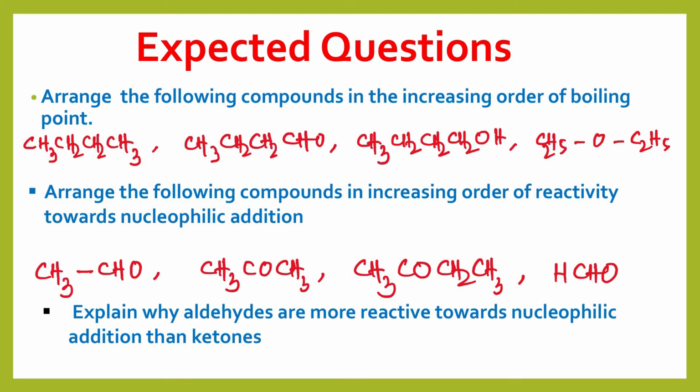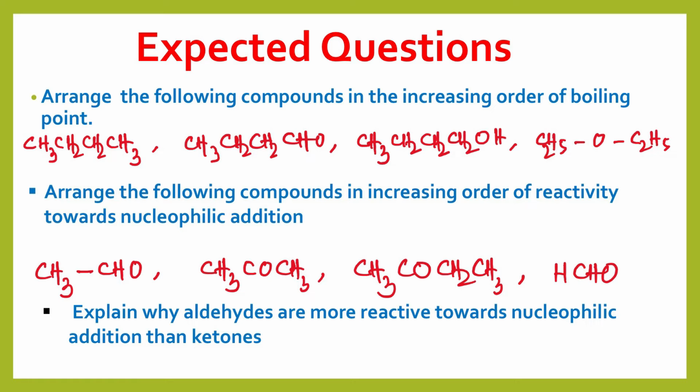The steric factor, why there is a steric factor and what is its effect on the reactivity, we have already discussed. So you see that formaldehyde is the most reactive, followed by acetaldehyde, then acetone, then diethyl ketone or pentan-3-one.